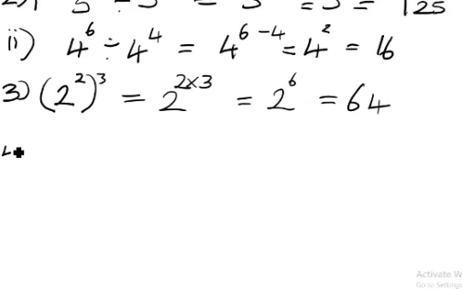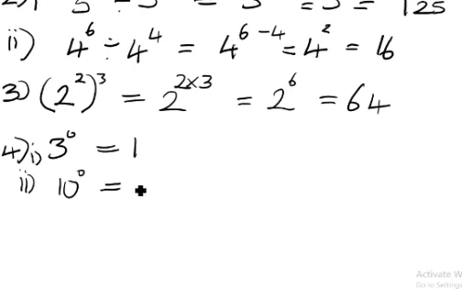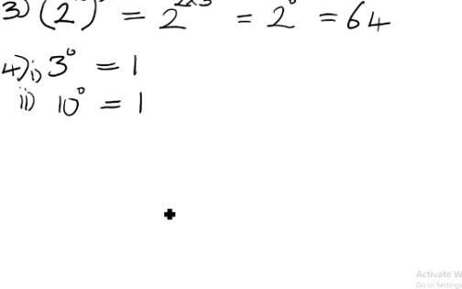Okay, let's move to example 4. This one is easy. Example 4: anything raised to power 0 is 1. Let's take for example 3 raised to power 0, it gives you 1. If you also put this in your calculator, it gives you this answer. Let's say 10 raised to power 0 is equal to 1. Anything raised to power 0 gives you 1.